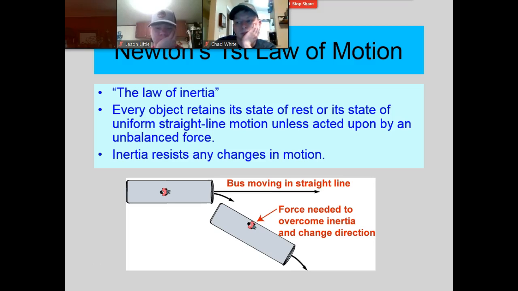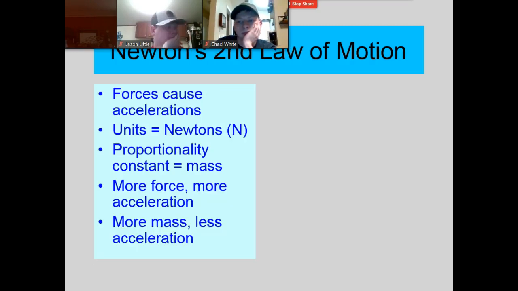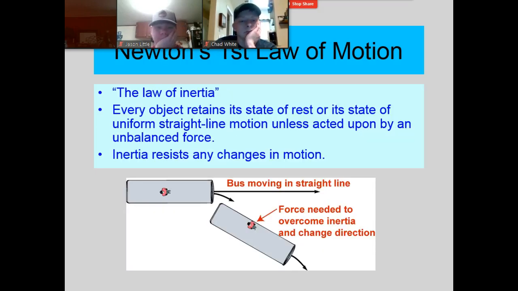That's what's happening. That's the law of inertia, Newton's first law. Now, what's the second law? Okay, go back to the first law. Every object retains its state of rest or its state of motion unless it's acted on by an unbalanced force. If there's no unbalanced force, it maintains whatever it's doing. But if there is an unbalanced force, it changes its motion.